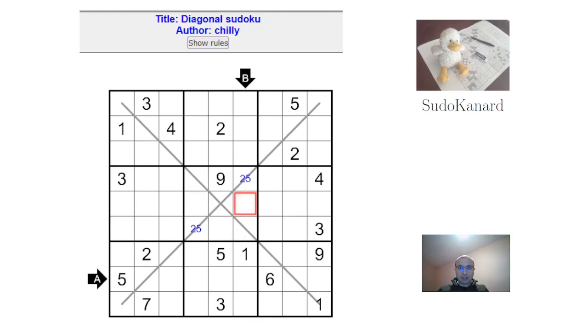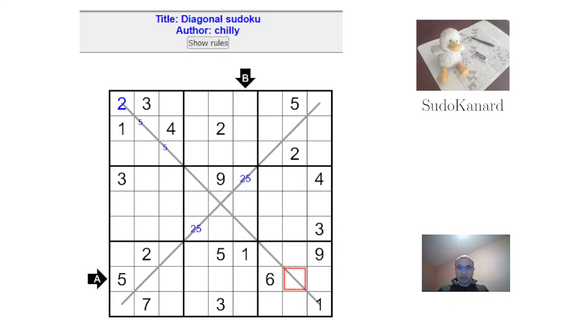So we know that 2 and 5 are not on those cells. Because of this, they're not here either. Because of this, they're not here either. So they must be up there. So because of those 2s, we can locate a 2 here and 5 somewhere in one of those two cells. That's a nice start.